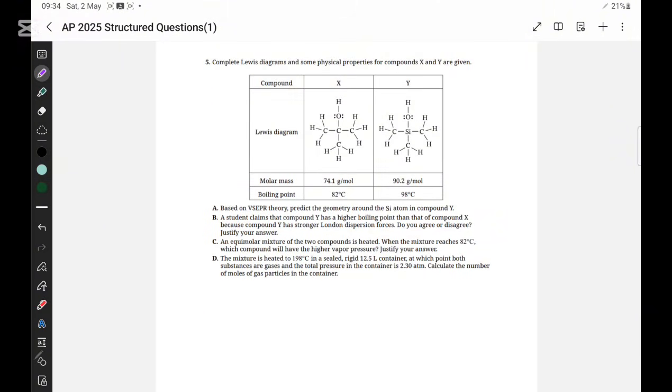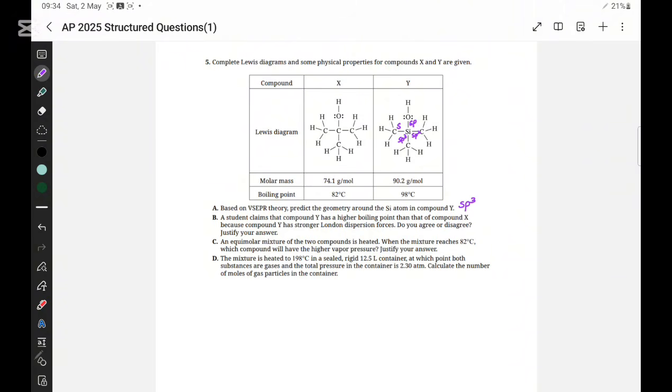In this question, complete Lewis diagrams and some physical properties for compound X and Y are given. Based on VSEPR theory, predict the geometry around the silicon atom in compound Y. If we are going to predict the geometry, it could be sp, sp2, or sp3. So it is going to be sp3 hybridization around the silicon atom.